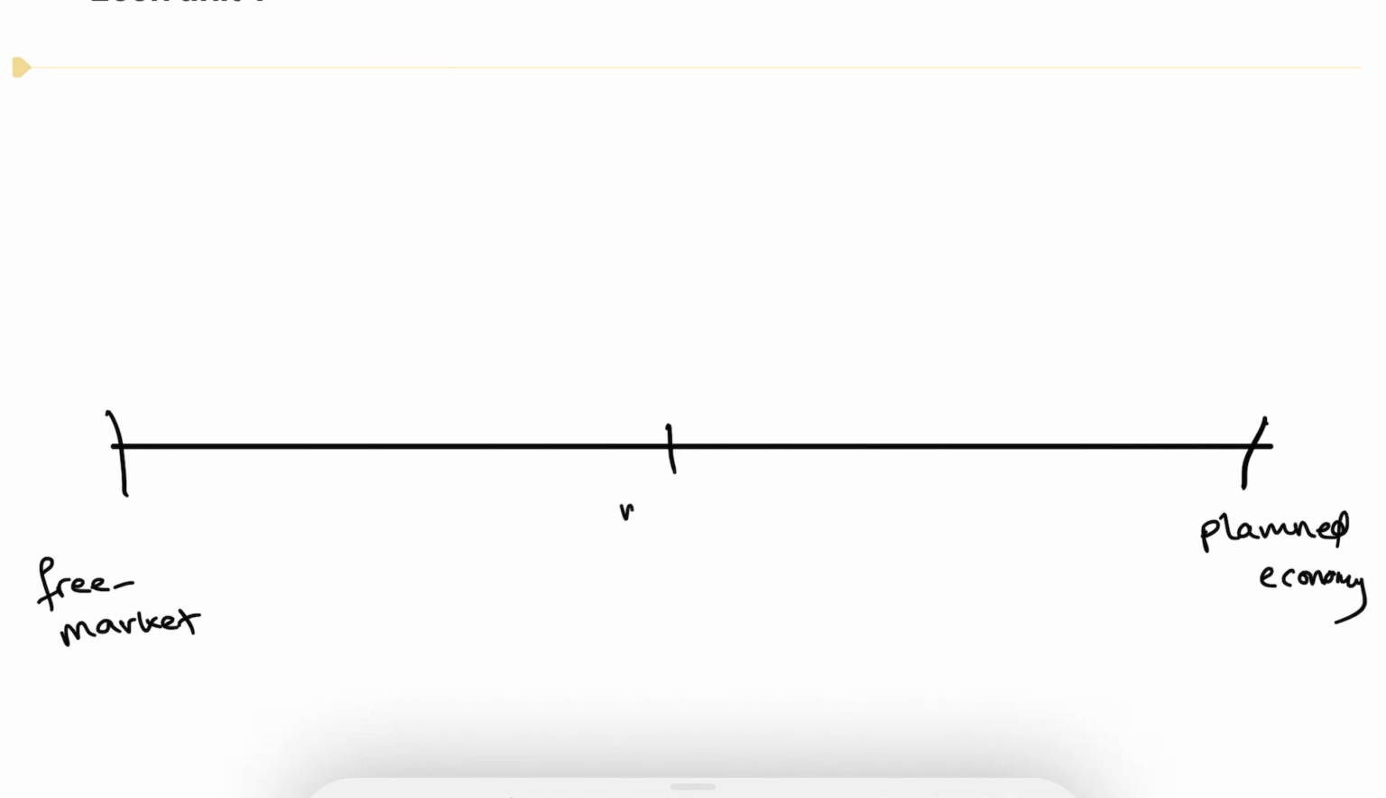And in the middle we have mixed. Like this. This is how I like to think of the different economic market systems. So free market basically means that the economy is driven by price, and everything is determined by the consumers and the firms who are mostly in charge of basically everything.